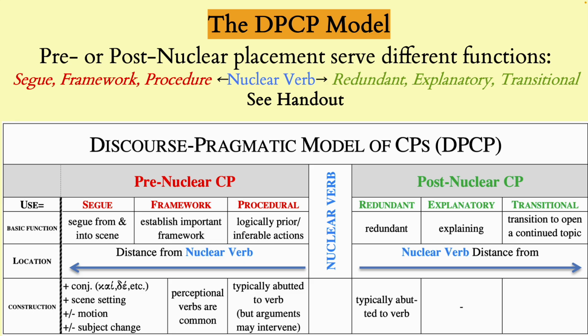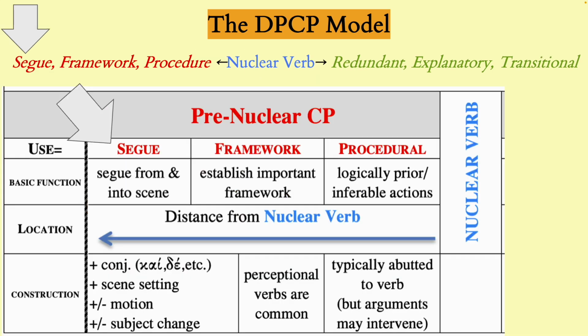So here's the model comprehensively understood. You've got the nuclear verb. Pre-nuclear participles we're putting in red, post-nuclear are in green. And so let's talk about segue. Segues move from one scene into another scene. Their distance from the nuclear verb is often pretty far away. They can have connectors, and they're often scene setting. Motion may or may not be there. Subject change may or may not be there.